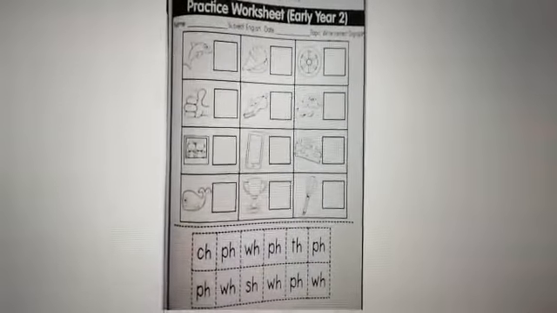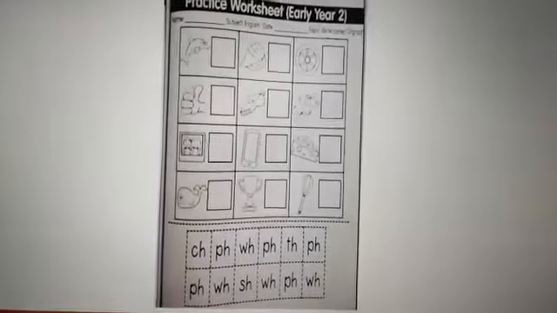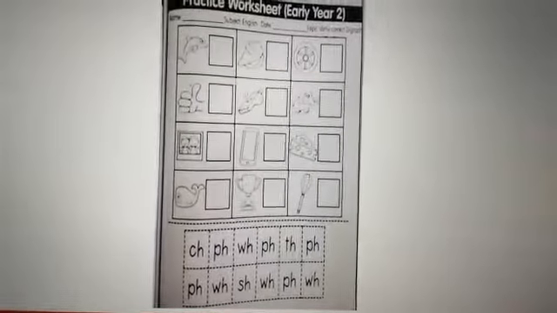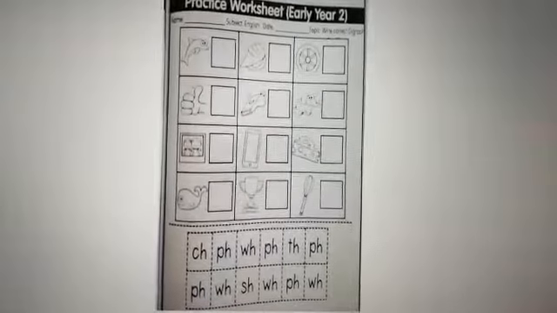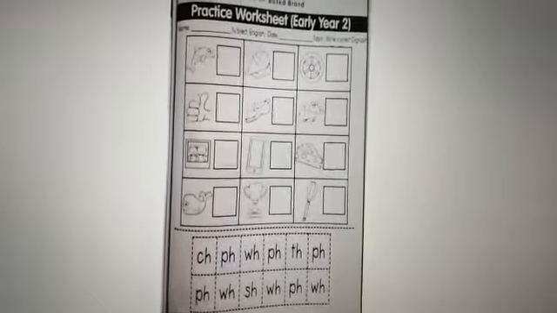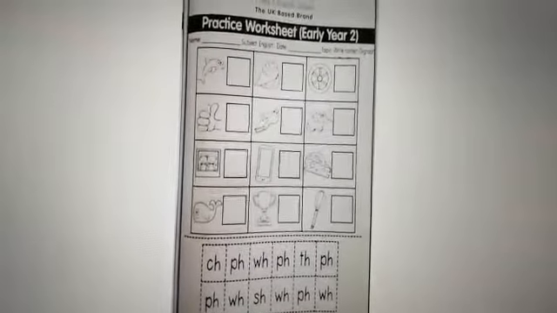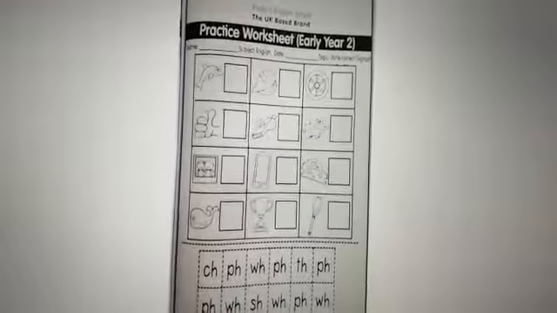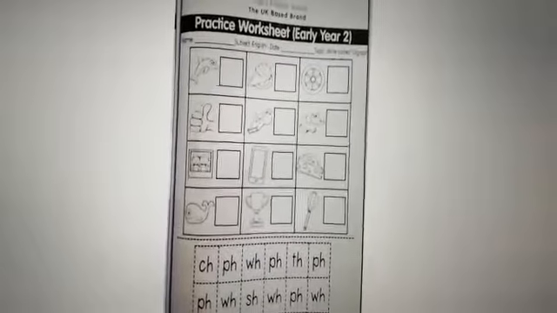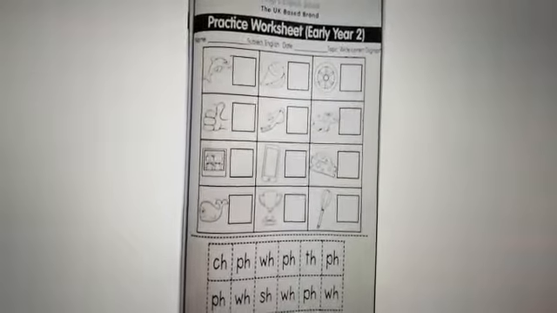Now tell me the first picture. What is the picture? This is a dolphin. Yes, this is a dolphin. So which digraph will come at the end of dolphin? PH. So write in the blank box PH. The second is thumb. So which digraph is coming? It's TH. So write TH, thumb.